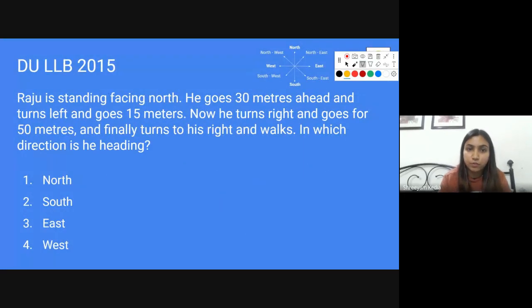So straightforward. Now we look at some past year questions that have come from directions. So this is one of those questions. Raju is standing facing north. He goes 30 meters ahead and turns left and goes 15 meters. Now he turns right and goes for 50 meters and finally turns to his right and walks. In which direction is he heading?